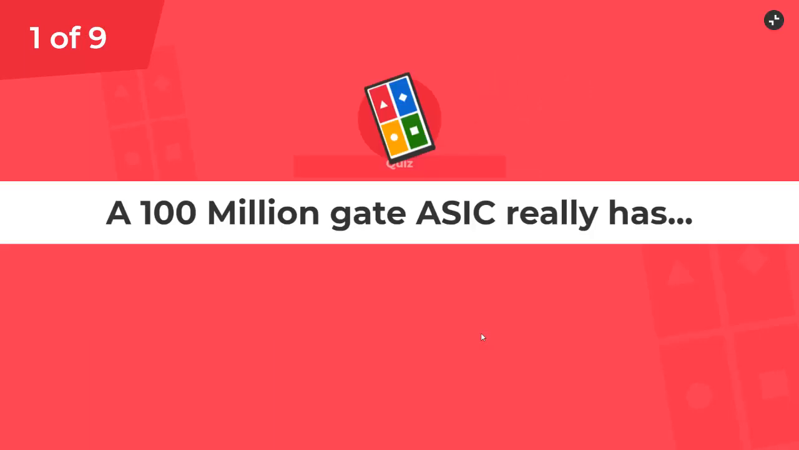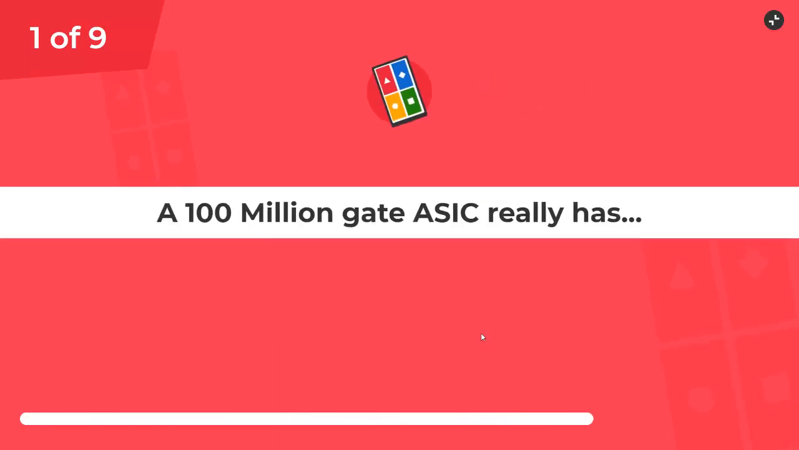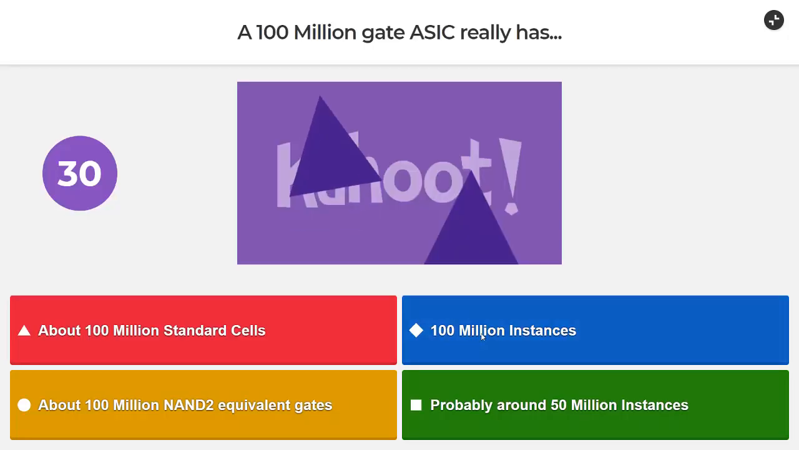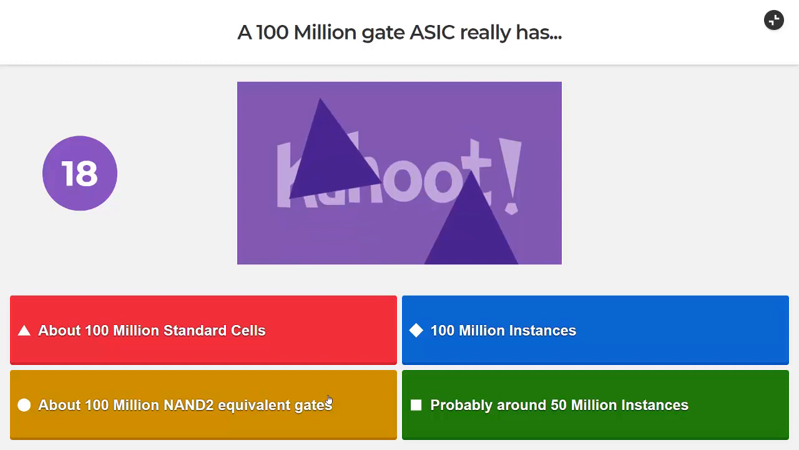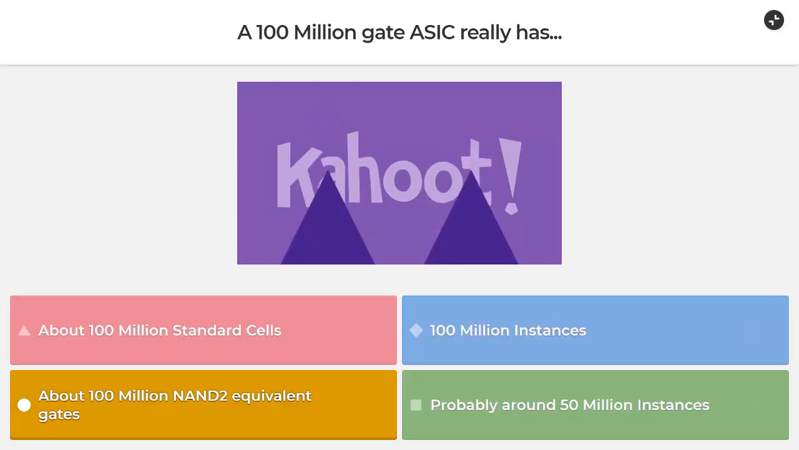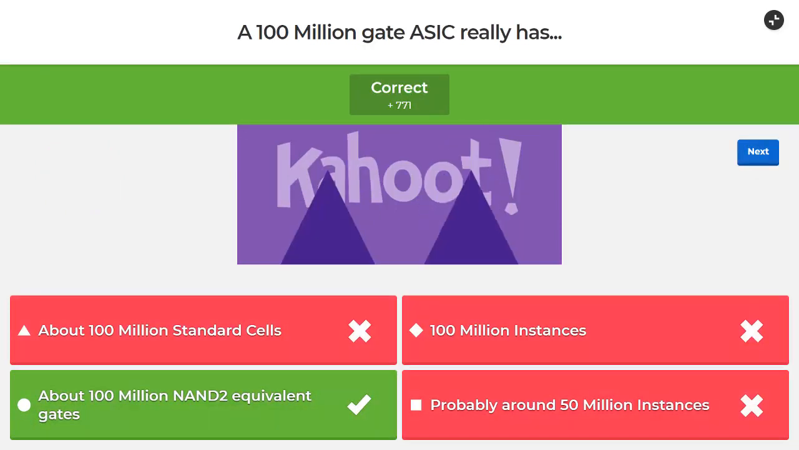So today's Kahoot will have 9 questions, and the first is: a 100 million gate ASIC really has about 100 million standard cells, 100 million instances, about 100 million NAND2 equivalent gates, or probably about 50 million instances. And actually, this is a pretty tough one, but I'll go with this yellow answer.